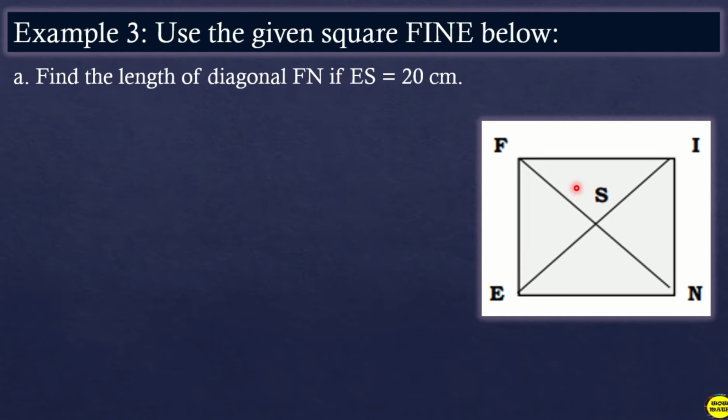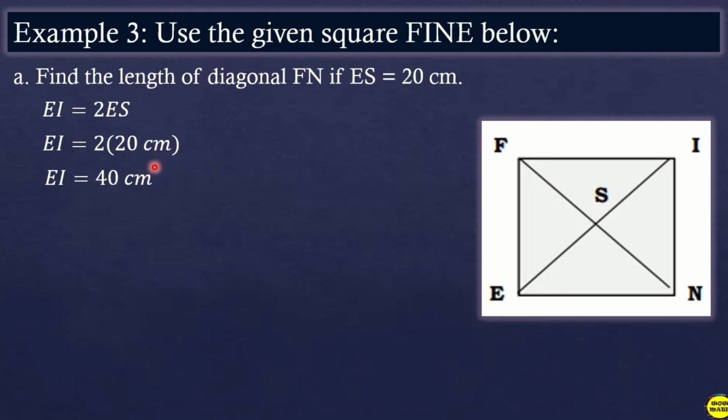Pero ipakita natin yung solution. So ang EI, class, ay twice ni ES. Okay? So si ES may equivalent na 20 cm. So EI is equal to 2 times 20 cm and that is 40 cm. So alam natin that FN is equal to EI, so therefore FN is equal to 40 cm also. No? So kahit di mo na siya ipakita, kayang-kaya mo siya i-compute mentally.